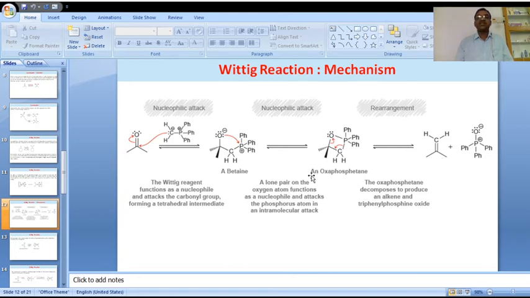Here, in this reaction, overall, what do we observe? The carbonyl starting compound on reaction with the phosphorane ylide undergoes two steps of nucleophilic attack. After that, rearrangement takes place to form alkenes. This is the Wittig reaction mechanism.